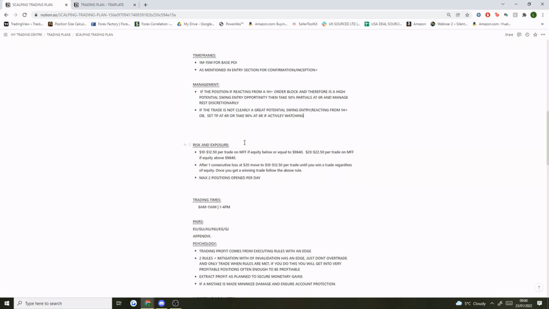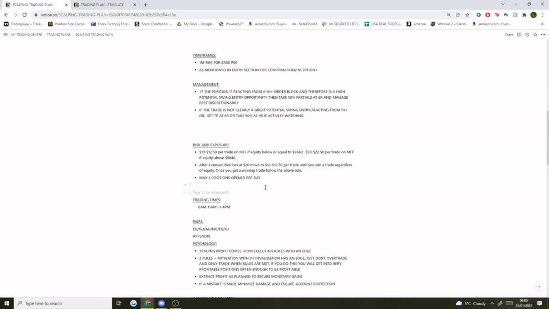Alright, so now the most important part of the whole plan, the risk and exposure section. Right, look guys, risk management is literally everything in trading. It doesn't matter what happens on a day. You could have 5 bad days in a row, but if you stick to your risk management, then everything's going to be alright. But if you don't have good risk management and good exposure controls in place, then you're really going to have problems in trading. This really is the most important part of any trading plan, guys.